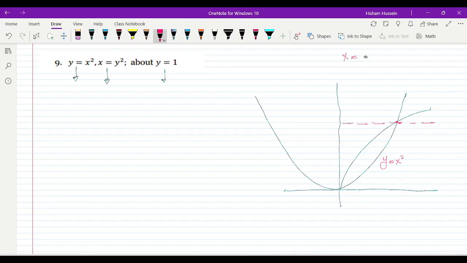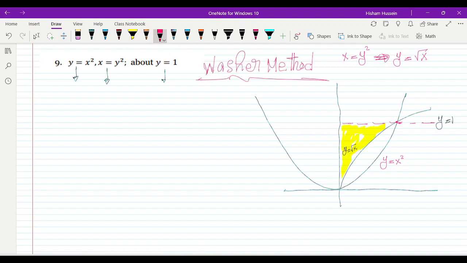X equals y squared leads to y equals root x; we are working in the positive quadrant. Here this is y equals root x. Rotating about the line y equals 1, as we have here a gap, so we use the washer method. Okay, so we need to determine.